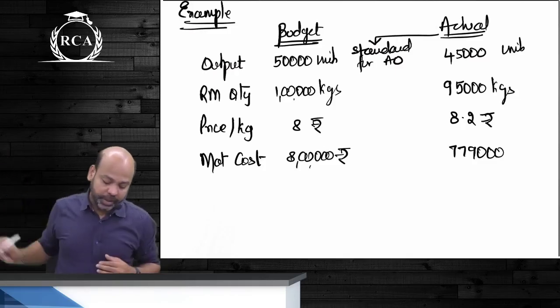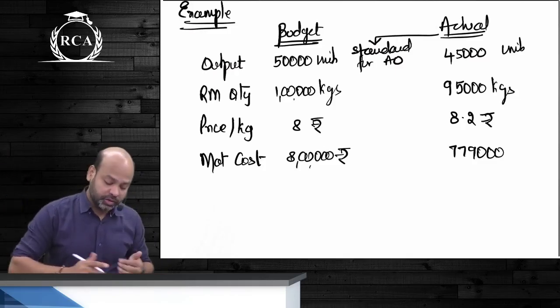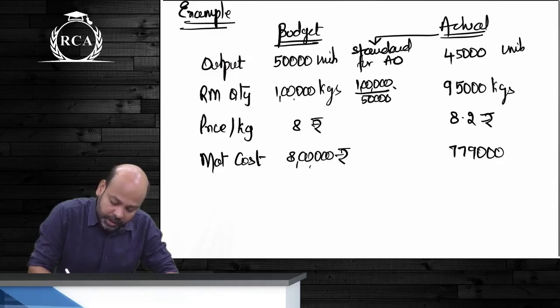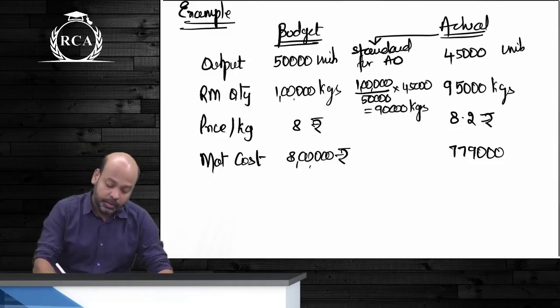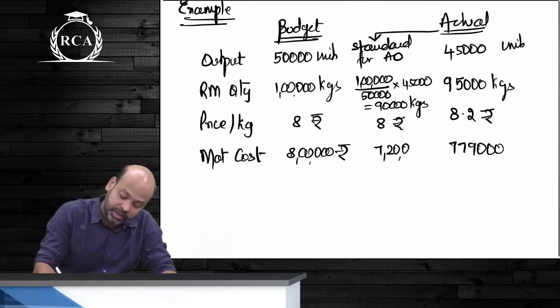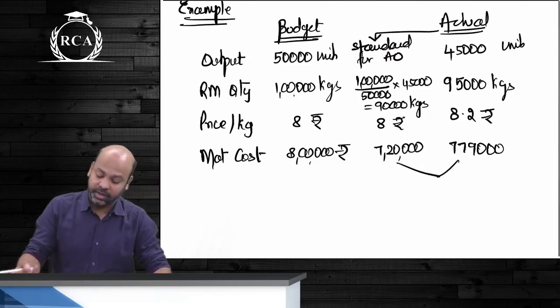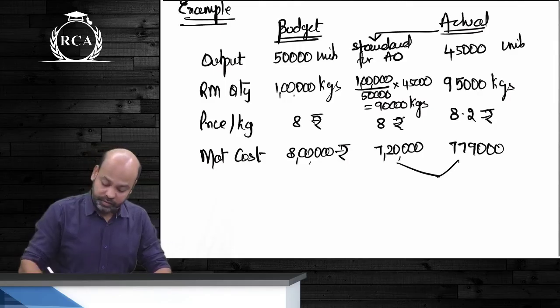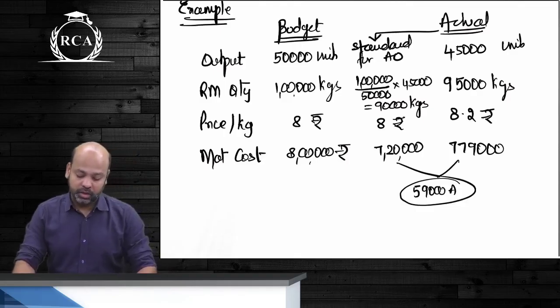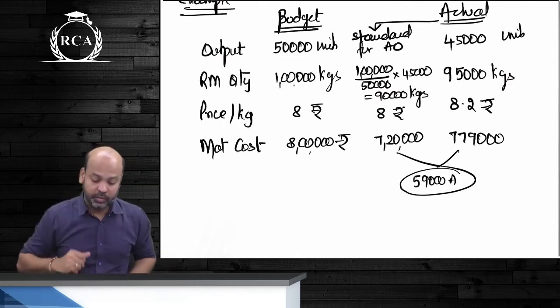Now, if the raw material quantity was 1 lakh kgs for 50,000 units, what should have been the raw material for 45,000 units? 1 lakh divided by 50,000 multiplied by 45,000. Our raw material quantity would be 90,000 kgs. Yes or no? Price per kg will not change, it will remain at 8 rupees. My total raw material cost will become 7,20,000. Now what is my variance? Adverse. 59,000 adverse. Your overall material cost variance was never 21,000 favorable, guys. It will now be 59,000 adverse.